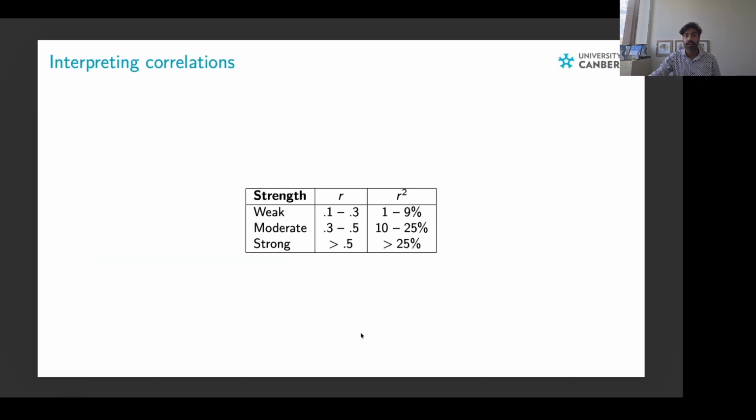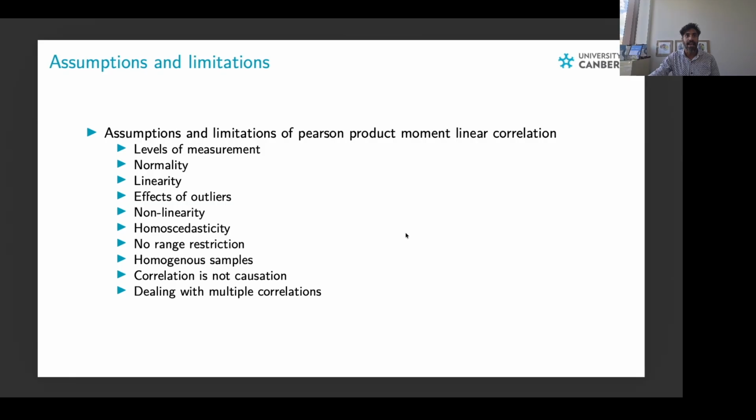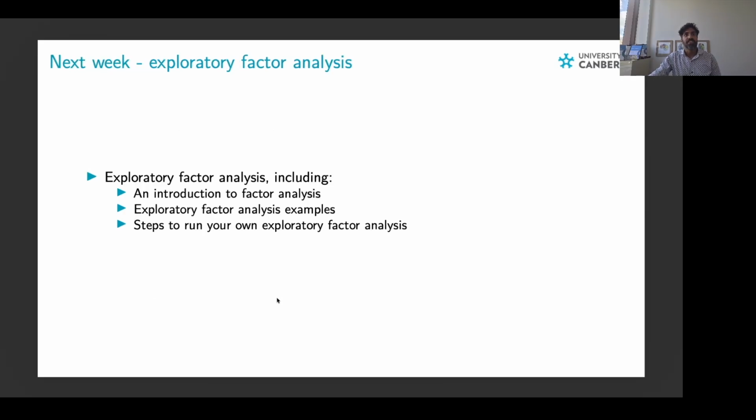So in interpreting correlations, we have our guidelines here: weak, moderate, strong with Cohen's guidelines. And we talked about the assumptions and limitations for Pearson's product moment linear correlations, which are all of these factors. Next week, we're going to look at exploratory factor analyses, including an introduction to factor analyses, exploratory factor analysis examples, and steps to run your own exploratory factor analysis. But that's everything to do with correlations.